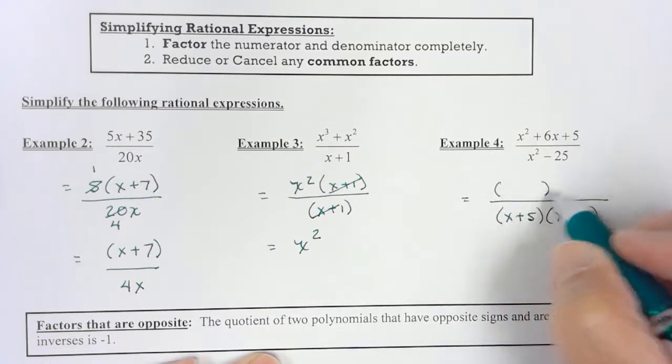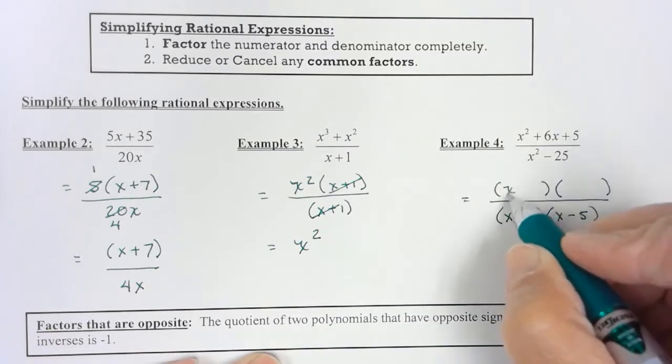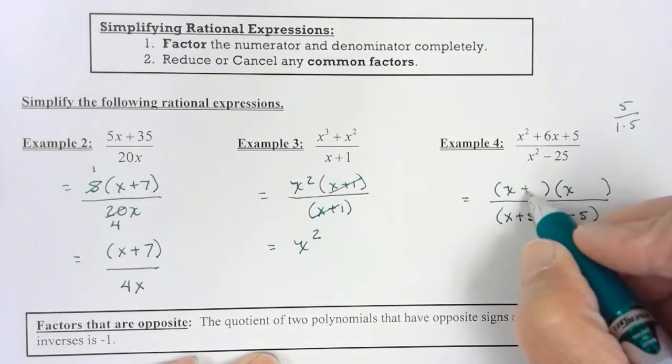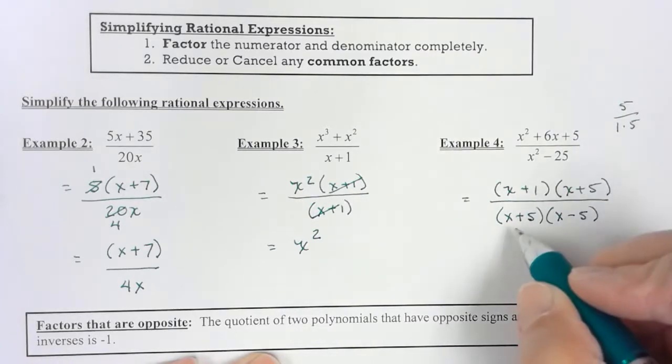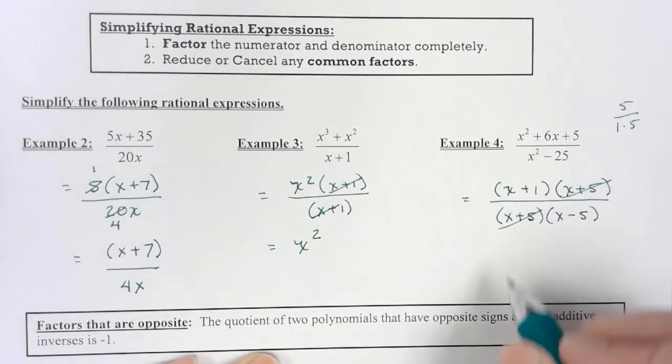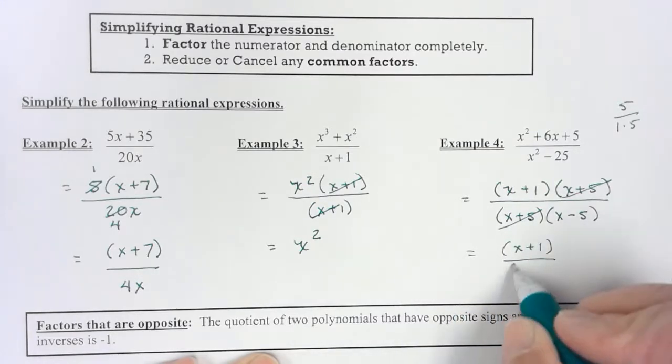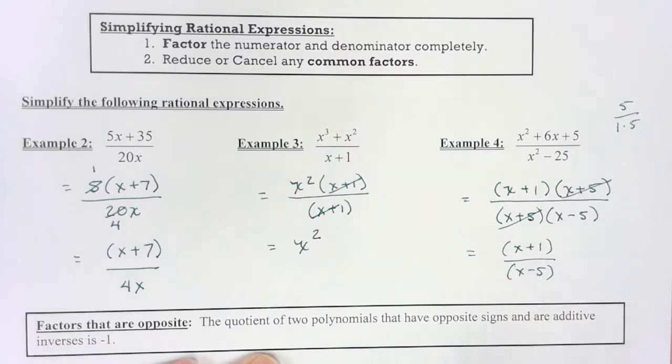The top one is one of those nice trinomials. 1 times 5 will give me 5. And that's exactly what I need. So the factors that are the same are the x plus 5s. So I'm left with x plus 1 over x minus 5.